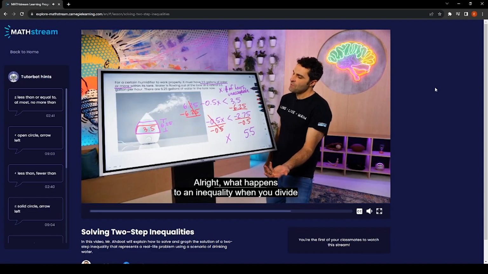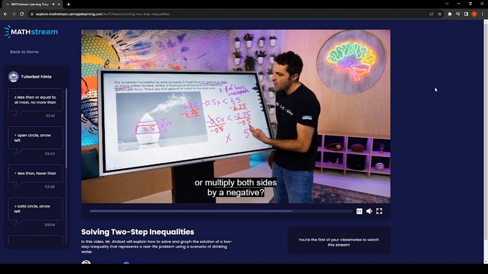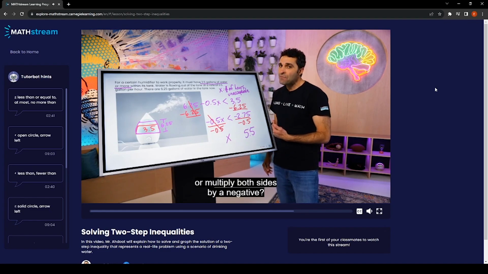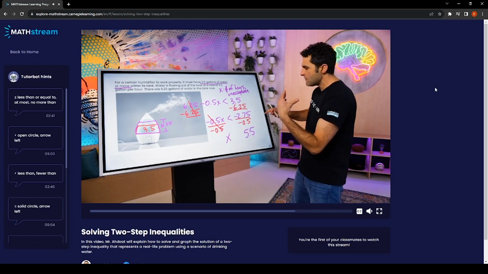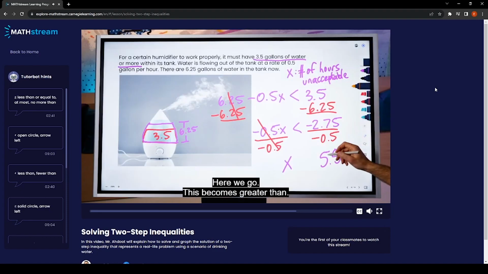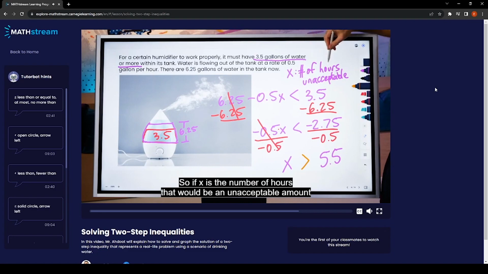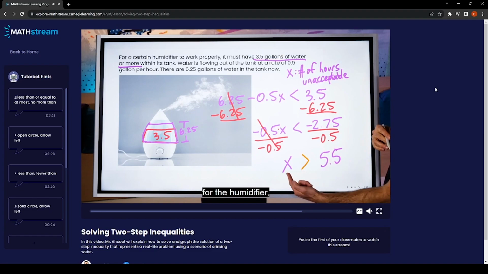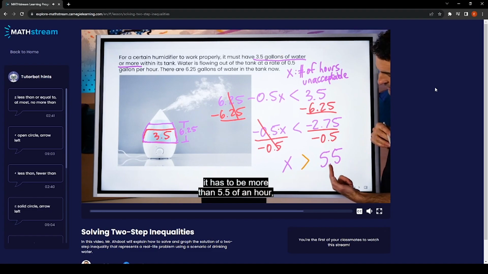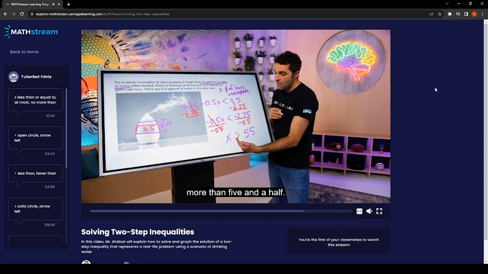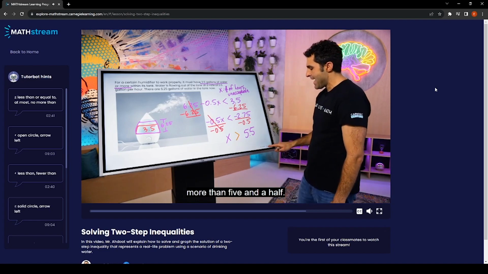What happens to an inequality when you divide or multiply both sides by a negative? Switcherama. Here we go. This becomes greater than. So if x is the number of hours, that would be an unacceptable amount for the humidifier. It has to be more than 5 and 5/10 of an hour, more than 5 and a half.